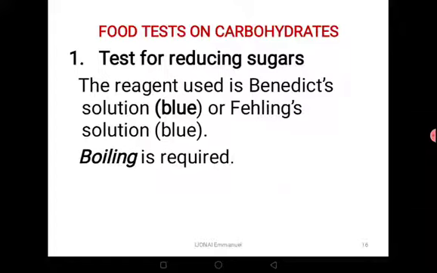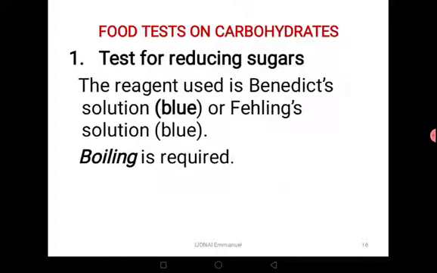So this is what we do. What we use is a reagent called Benedict solution, and it is usually blue. If the Benedict solution is not there, we can use the Fehling solution, which serves the same purpose, and it's also blue. For this test to be successful, you may need some heat, so boiling is required in the course of the test, as we shall see.